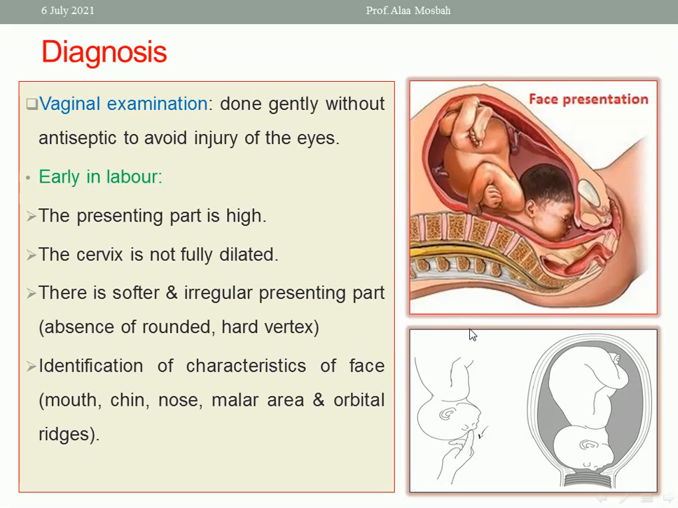The cervix is not fully dilated. There is a softer and irregular presenting part because it is not vertex, it is face. So it is different from the vertex, which is hard, smooth, palpable. Here, I feel the face with its characteristics. What are the characteristics? The supraorbital margin, the nose, the mouth, the malar area, the chin or mentum.